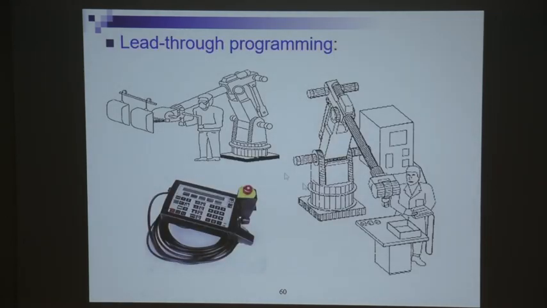So this is an example. This is a teaching pattern, and then this is a read tool. This is a manual read tool. With the teaching pattern, the operator is using a teaching pattern to program this robot. This is a physical read tool.